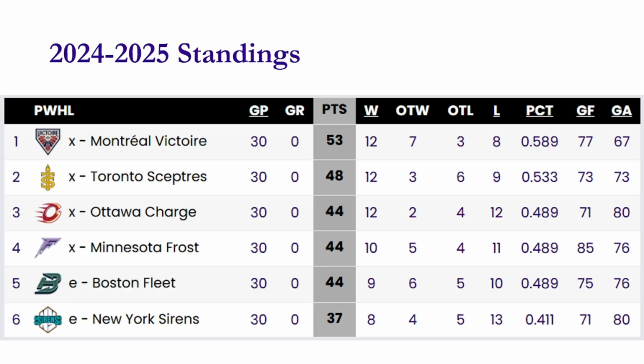You can see Ottawa is in 3rd place. They have 12 total wins. Then it's Minnesota, who has 10 total wins, and then Boston, who has 9 total wins. And in this case, Ottawa and Minnesota end up qualifying for the playoffs as the 3rd and 4th seed. And even though Boston is tied in points, they miss out on the playoffs as they have the least number of total wins of the three teams tied in the tiebreaker.